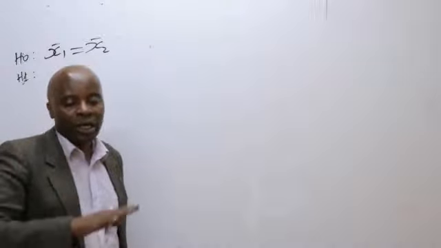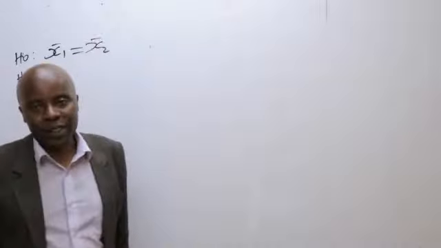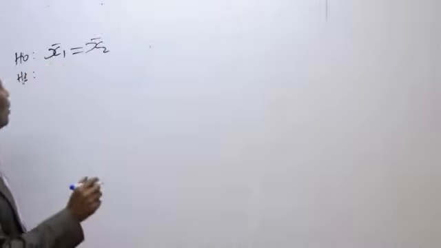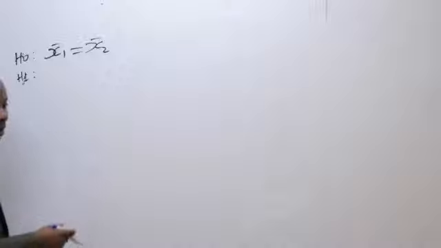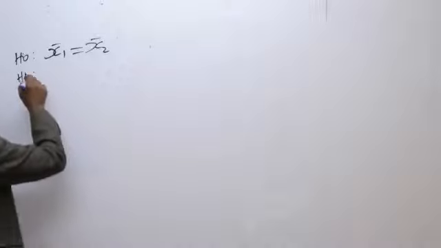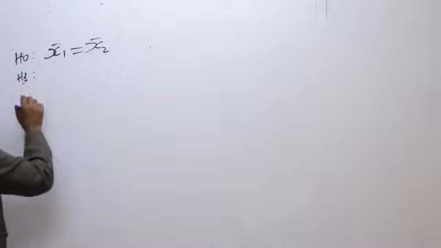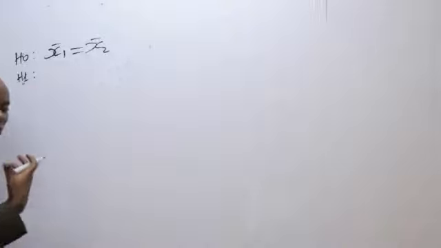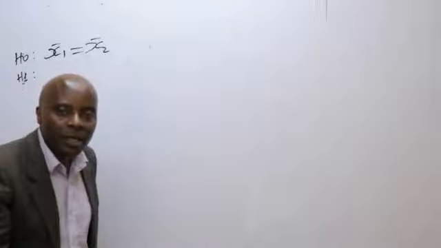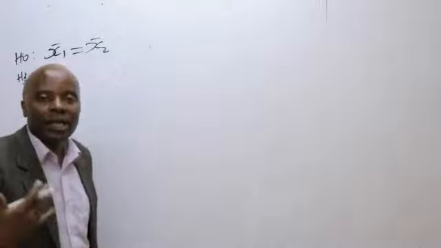So H0 ile na kanusha inasema hakuna utofauti. So H0 will be X bar 1 equals X bar what here? 2. And then the second, or rather this alternative hypothesis, they haven't told us to study and tell them whether X bar 1 is greater than X bar 2.